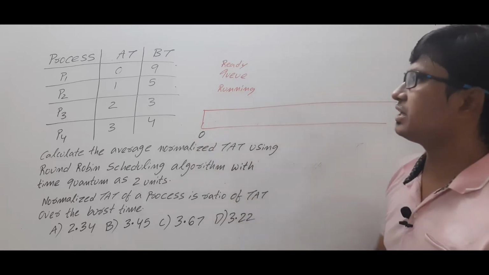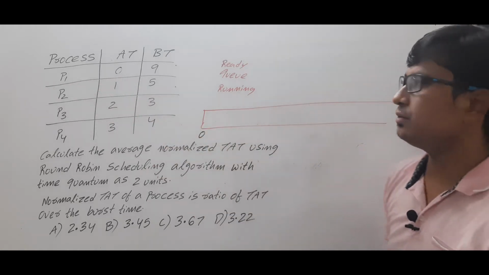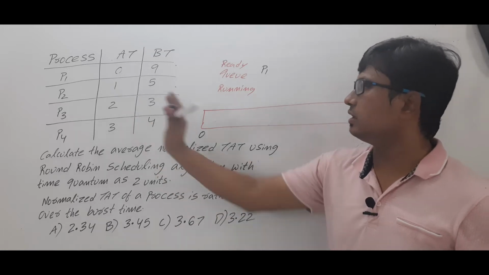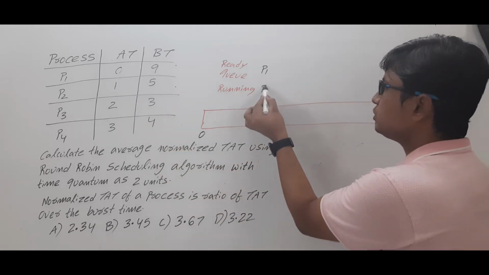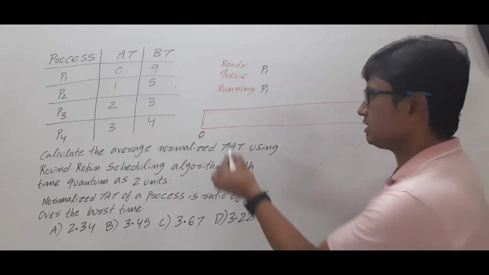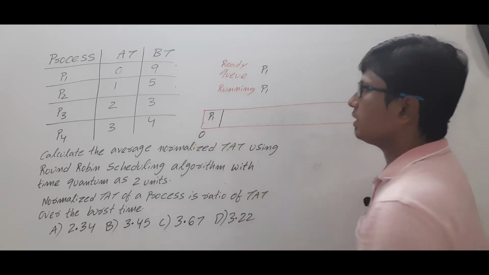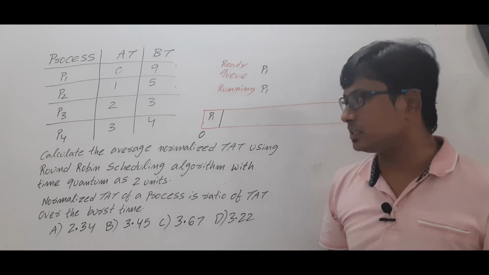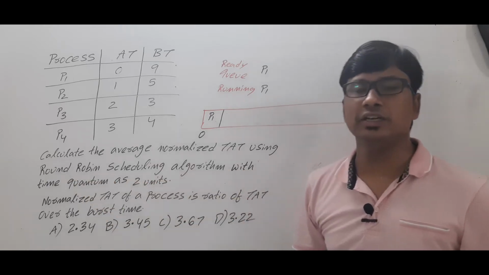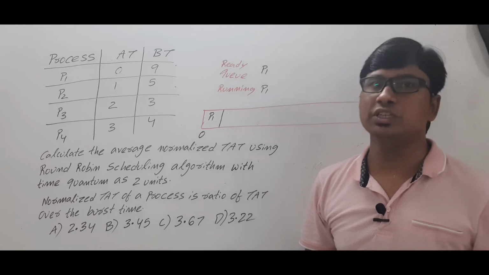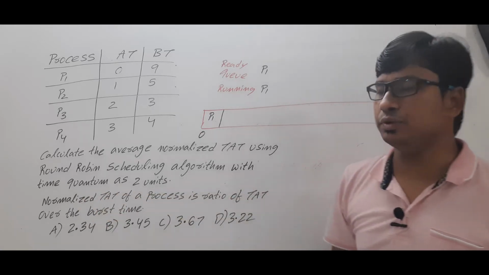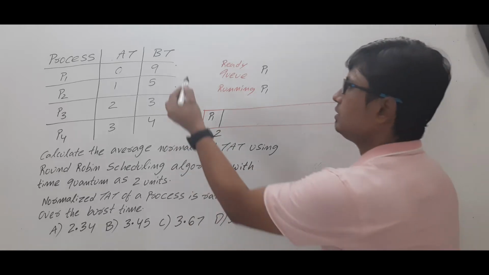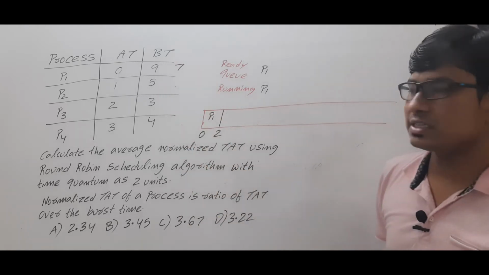At 0 units of time, process P1 has arrived to the ready queue. As the process P1 is there in the ready queue, it will be scheduled or dispatched to the running state. Process P1 needs 9 units of CPU time to complete its task, but it is a round robin scheduling algorithm, which is a preemptive scheduling algorithm with a time quantum of 2 units. So process P1 needs to run for 2 units of time. So its remaining burst time is 7 units.